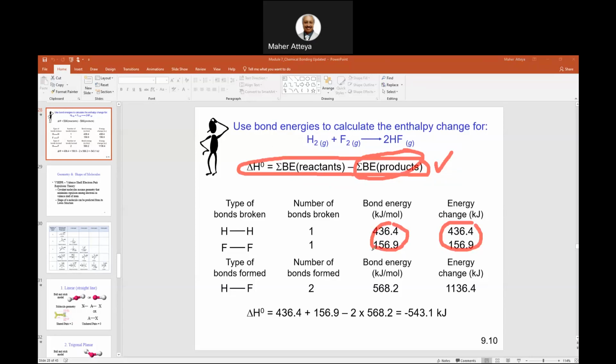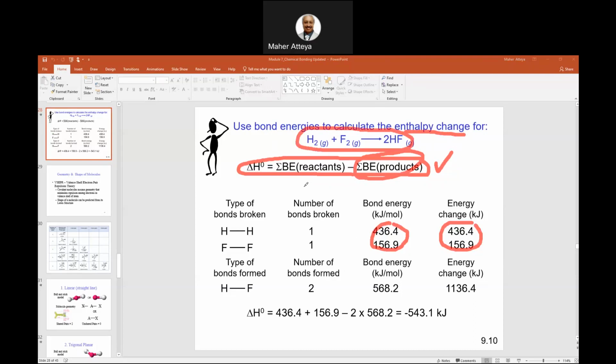When you form bonds, energy is given away. That's exothermic. But when you break a bond, you have to put in extra energy to help break the atoms apart. Correct? So now we have this. The question is, what is the enthalpy change for this reaction?